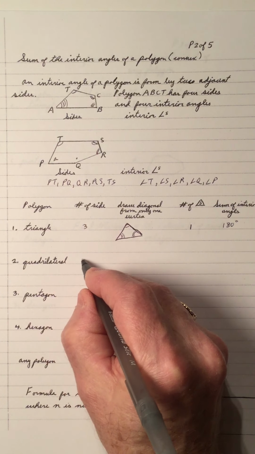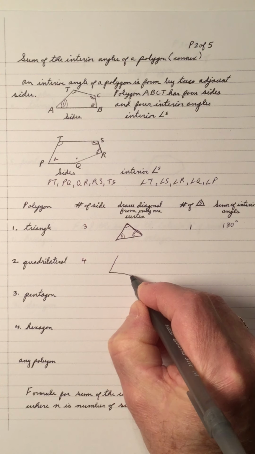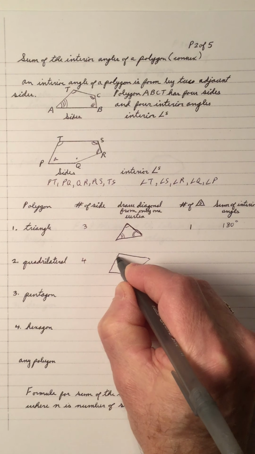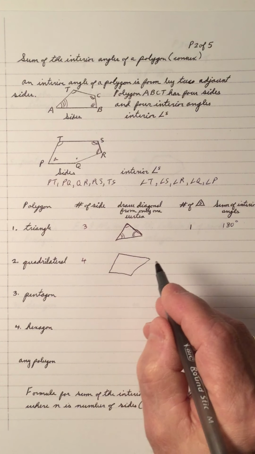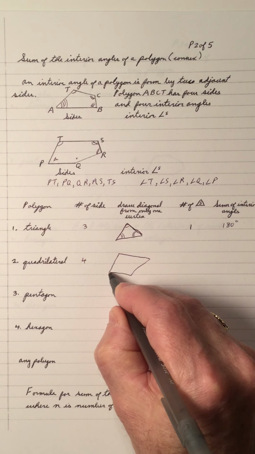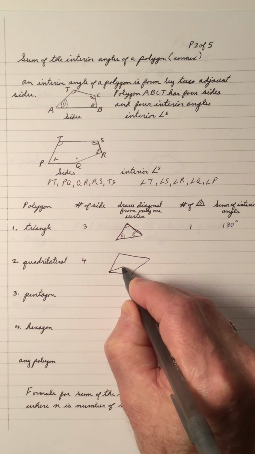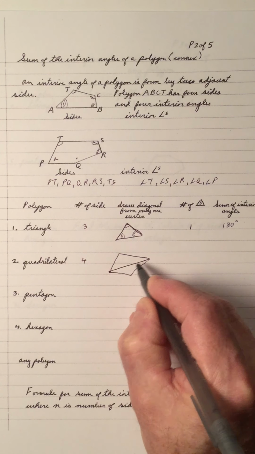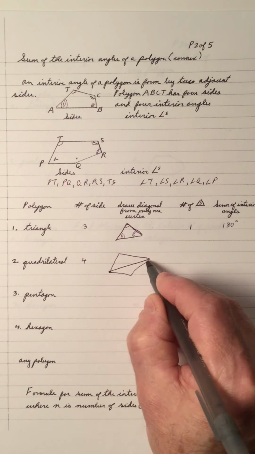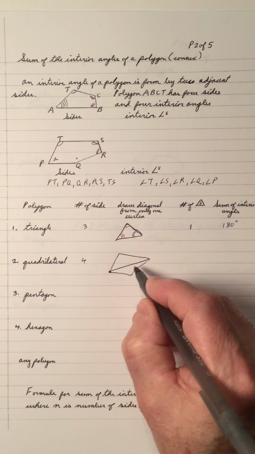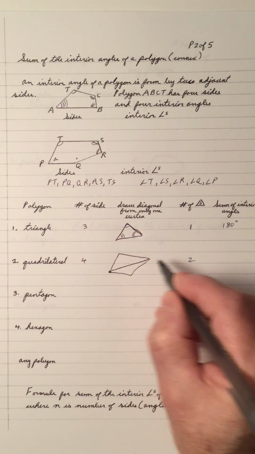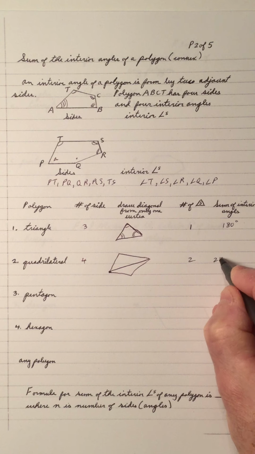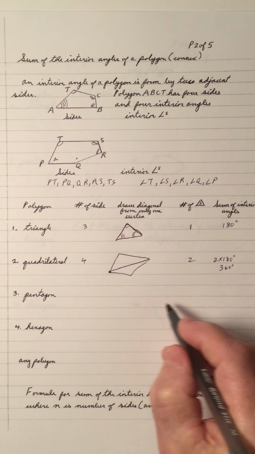A quadrilateral has 4 sides. So let's draw a quadrilateral. 4 sides, and it has 4 angles, 1, 2, 3, 4. And let's draw a diagonal from only one vertex. So let's pick this vertex and draw a diagonal. Only one diagonal can be drawn from this vertex. That means you have 2 triangles. It's this one and this one. So if you have 2 triangles, you have 2 times 180, which is 360 degrees in a quadrilateral.